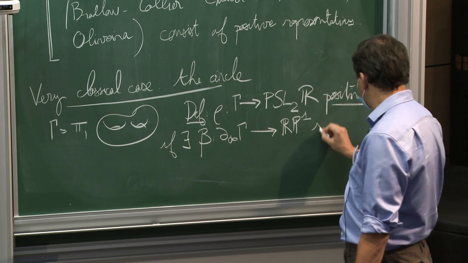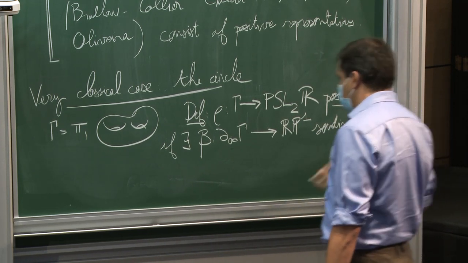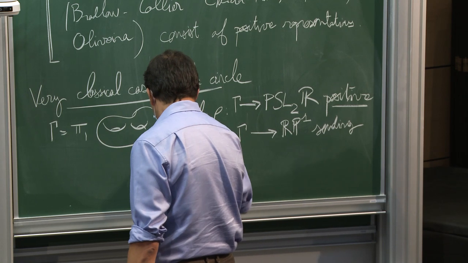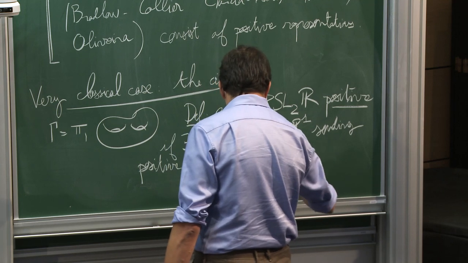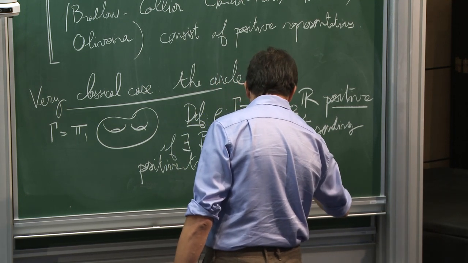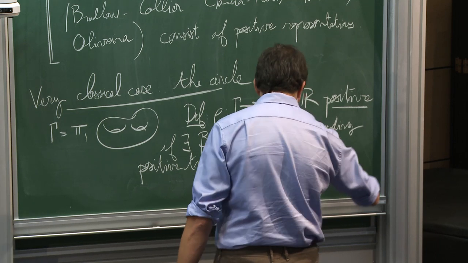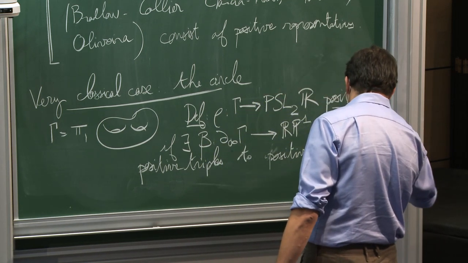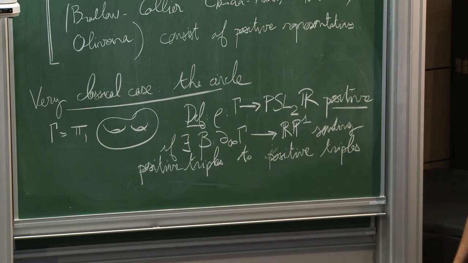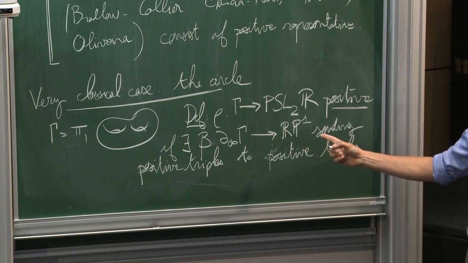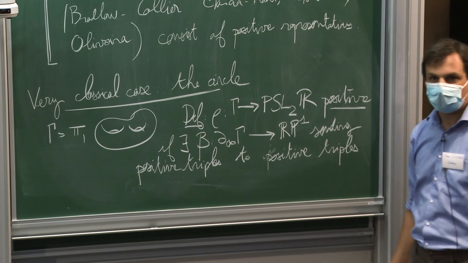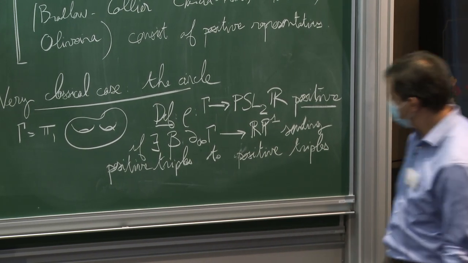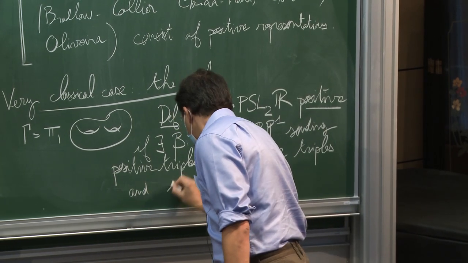Okay. Sending a positive triple to a positive triple. So in a way it's orientation preserving. And yes, you want this map to have some relation with rho, and it has to be equivariant with respect to the rho action, rho-equivariant.